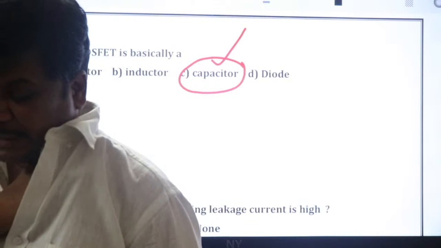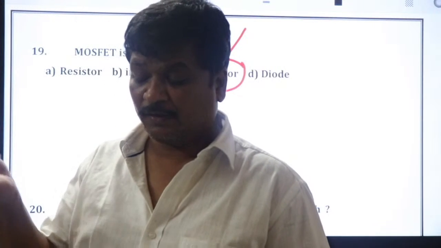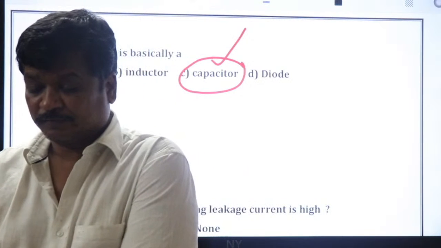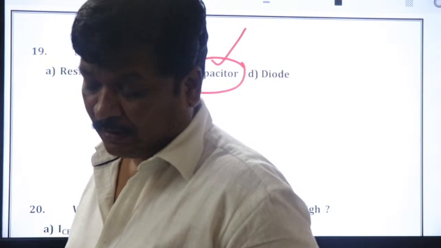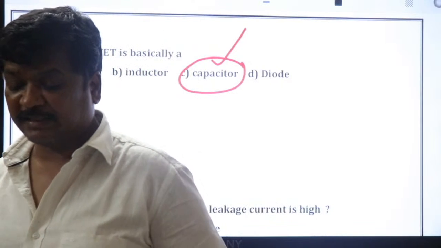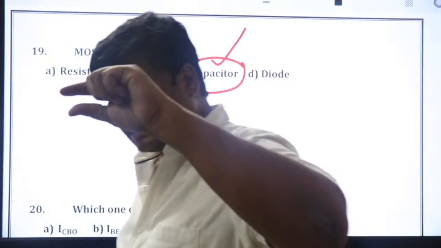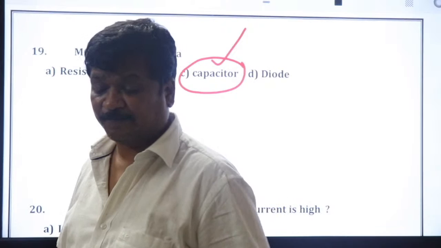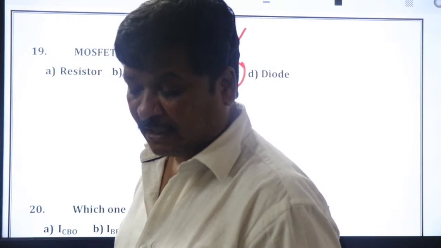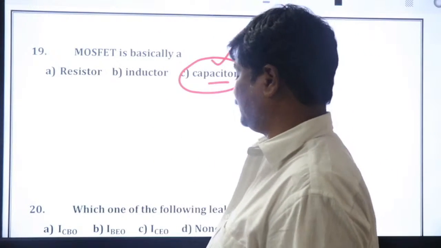Yes, that is for N channel. For P channel, we have to take the reverse. Not resistor. It's a capacitor because MOSFET, during the ohmic region, the FET behaves like a resistor. But here it acts like a capacitor. Basically, it is a capacitor.